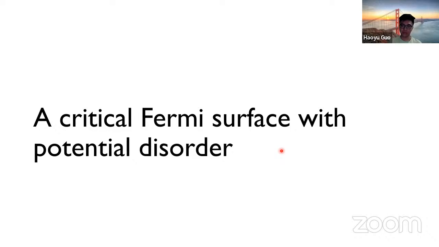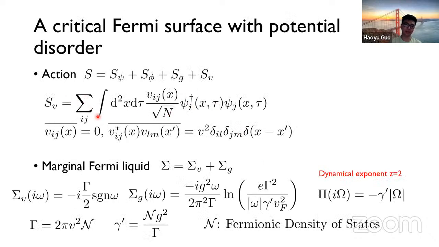To get a finite DC resistivity, we actually need to break the translational invariance, for example by adding some potential to the problem. The first intuitive attempt is of course to put a conventional disorder, which is a potential disorder for the fermions. So we just put in a potential V_ij, and to make it controlled, we also make this V_ij a random number, with Gaussian random numbers in both the flavors and the space.